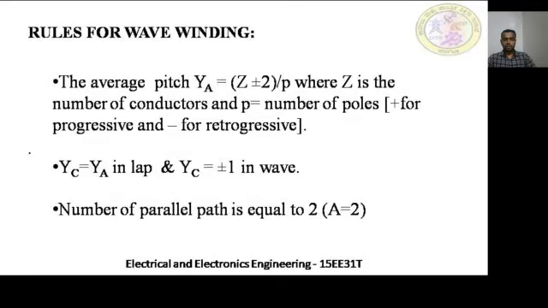The sixth rule: the number of parallel paths is equal to 2. A represents the parallel paths. It's always equal to 2, one for positive and another for negative. So these were the rules of the wave winding we have to consider while performing the winding operations.